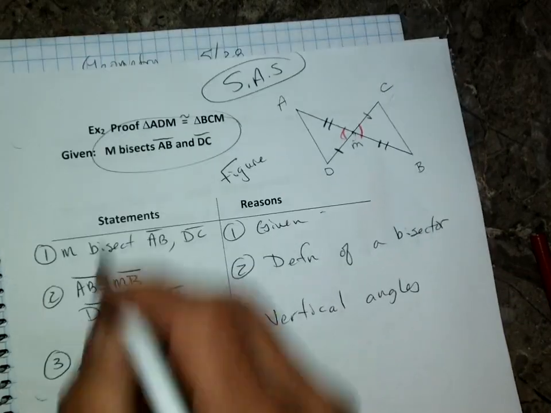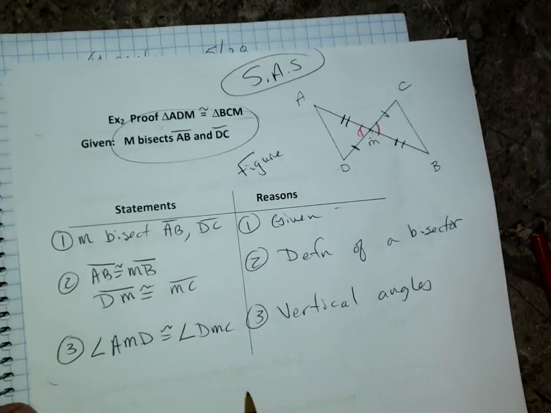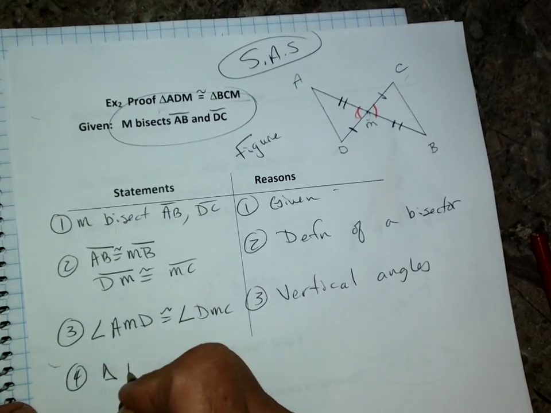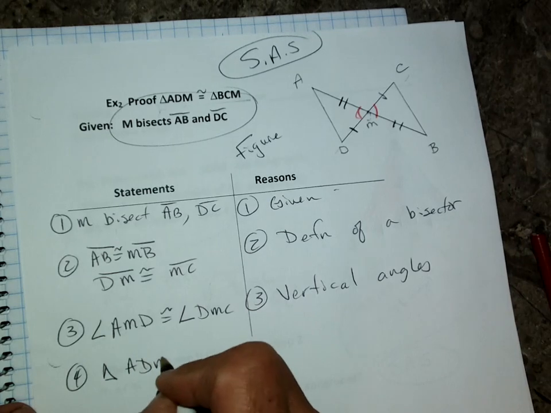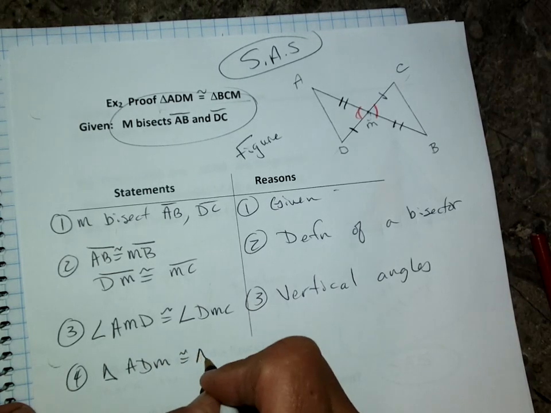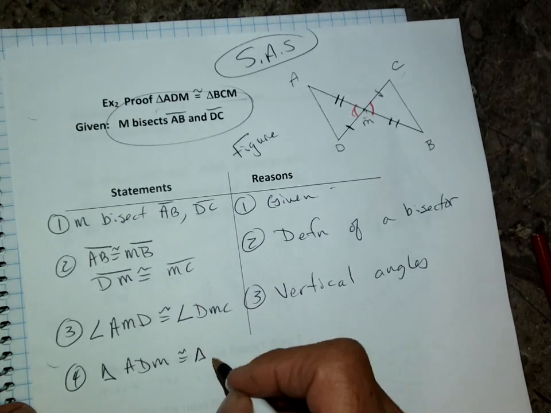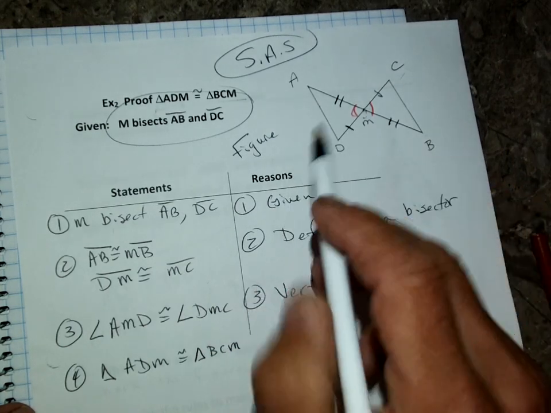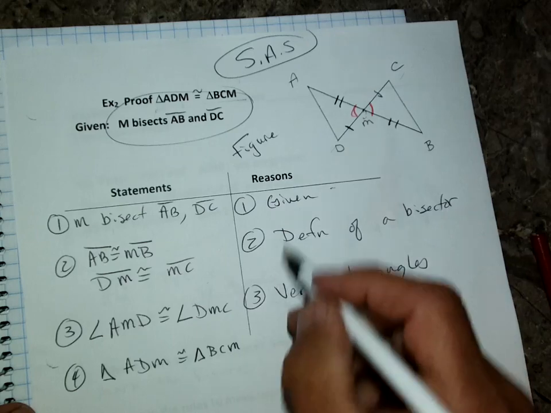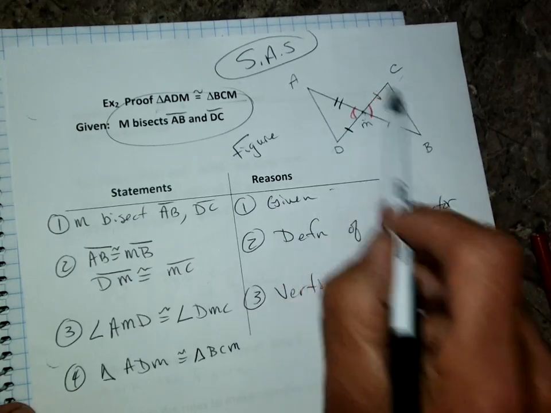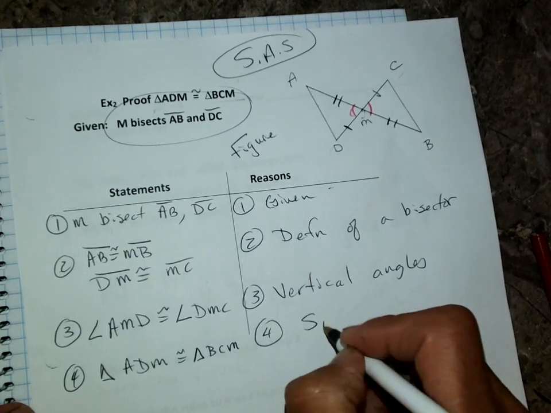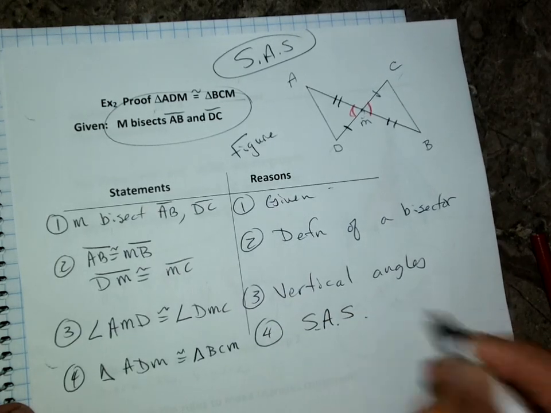And then finally, I've got my 3 things. Okay, what am I trying to prove? That these 2 triangles are congruent. So step 4, I'm trying to say that triangle ADM is congruent to triangle BCM. And what's the reason? Well, it's from our side angle side. So we have side angle side to side angle side. So the reason is those 3 things, side angle side. Okay, that's a 2-column proof.